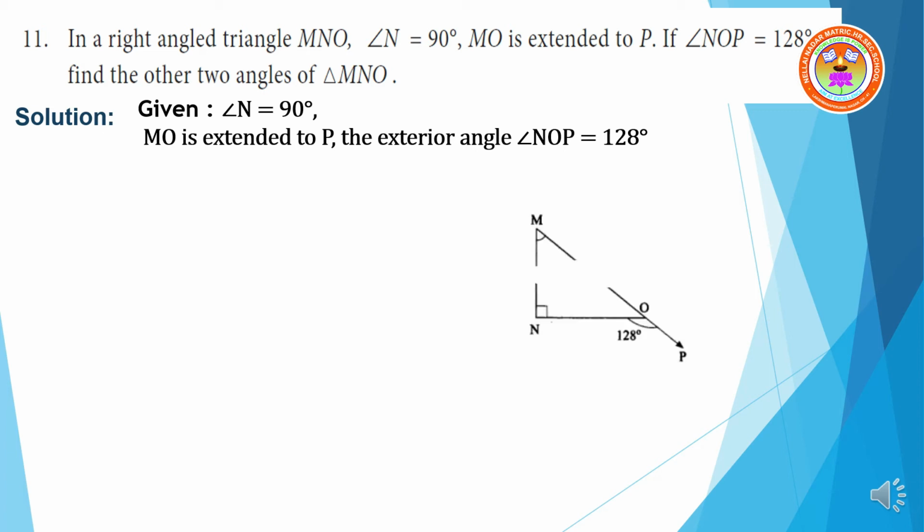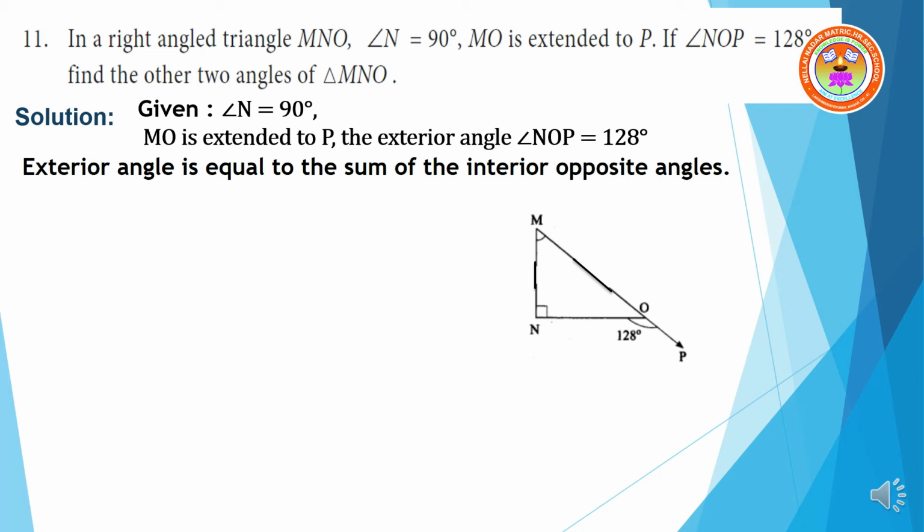So this is given. So let us draw the right angle triangle MNO. And the side MO is extended to P. So there is an exterior angle NOP which is equal to 128 degrees. Now we have to find the other two angles of the triangle MNO, that is angle M and angle O I have to find out. Okay, so let us continue the solution.